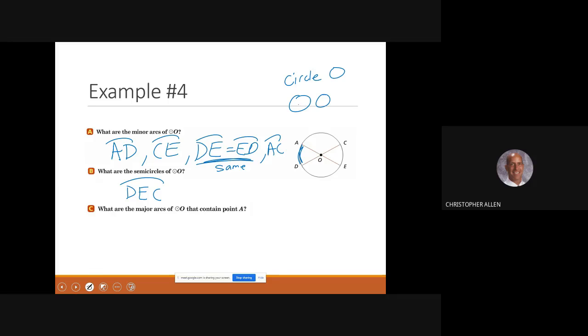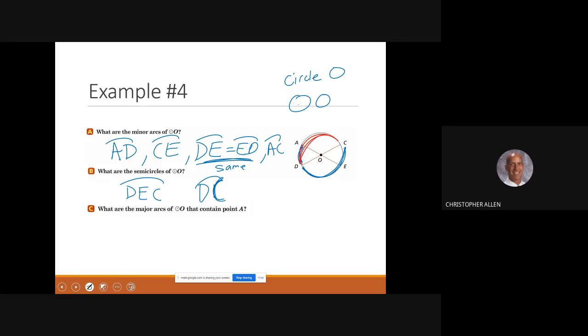Say that again. Right, you have to have it, but my question is why? Why do you have to have that middle letter? If I wrote just DC, why might that be a problem as a semicircle? Right, because I skipped E. Here, let me show you. You see this arc right here? That's the semicircle we're talking about, correct? Let me show you a different one.